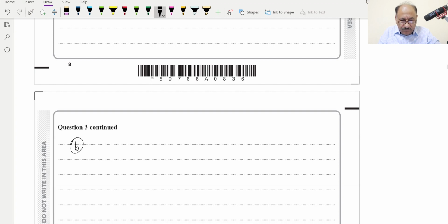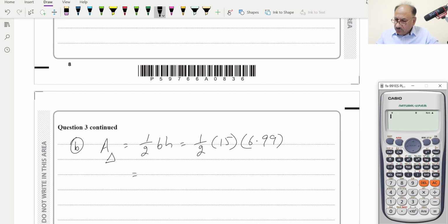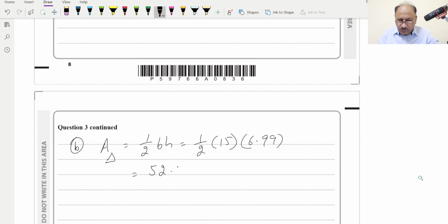So we can calculate B part over here. First of all, area of triangle. Area of triangle will be half into base into height, and half into base is 15, and height is the radius we just calculated, 6.99. This is 0.5 times 15 times 6.99, and this results in 52.425. This will be the area of the triangle in centimeter squares.